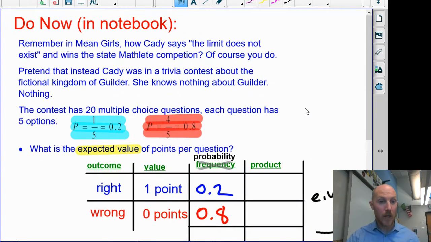Next, the actual do now. So you remember in Mean Girls, the movie, I showed you this clip earlier when Katie says, the limit does not exist, and she wins the whole thing. She's the mathlete state champs. Of course you remember that.